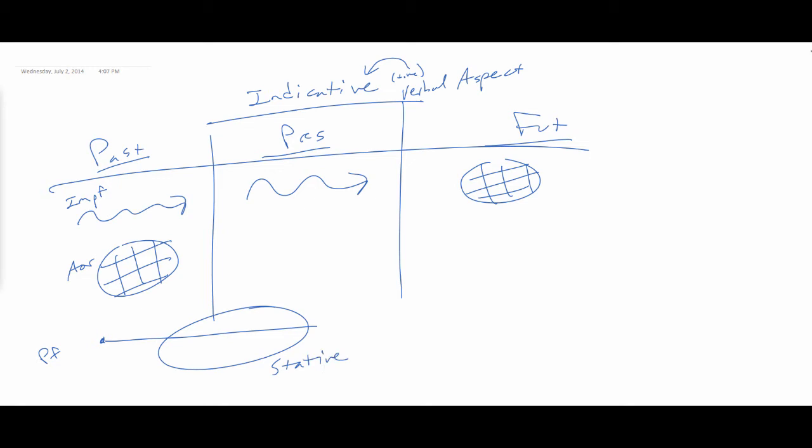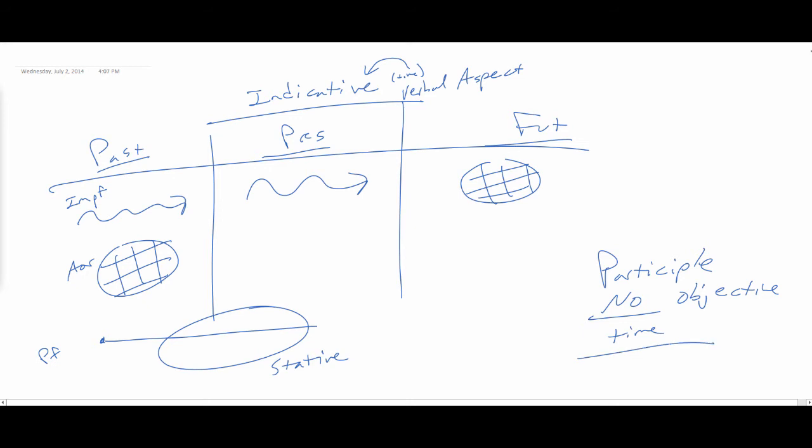Well, with the participle, there is no objective time element now. The participle will be translated in time, but it gets that purely from the context. So really, the only thing present is verbal aspect. There is no objective time. That means you can't just look at a present participle and say it's in the present time. A present participle could be translated progressively in the past, progressively in the present, or progressively in the future.